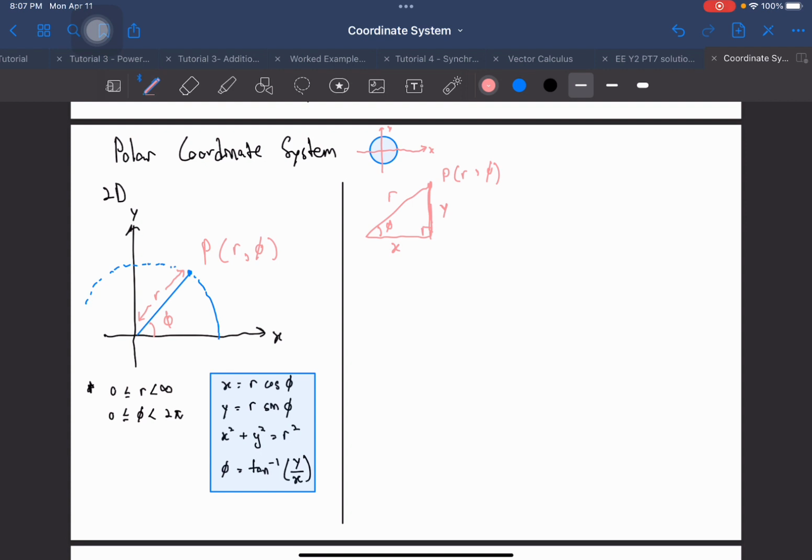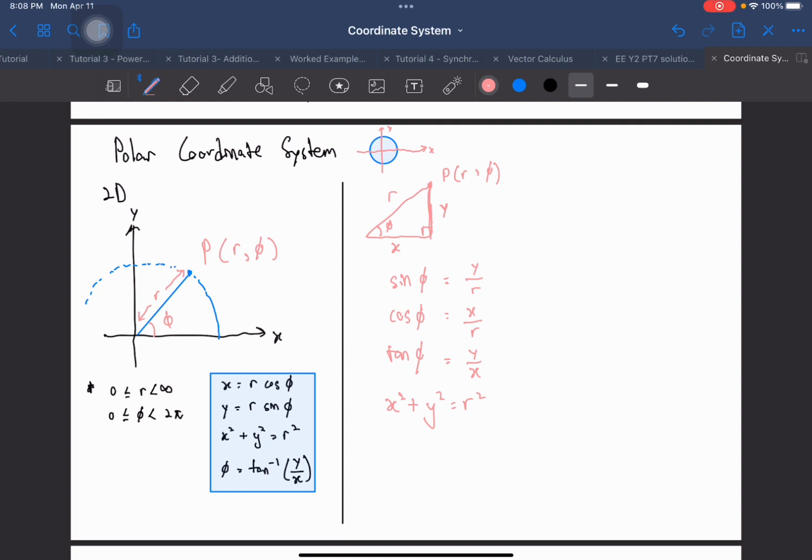If you use sine phi, what do you get? You get y over r. If you use cos phi, what do you get? You get x over r. Tangent phi is y over x. And if you use Pythagoras theorem, what do you get? You get x squared plus y squared equals r squared.